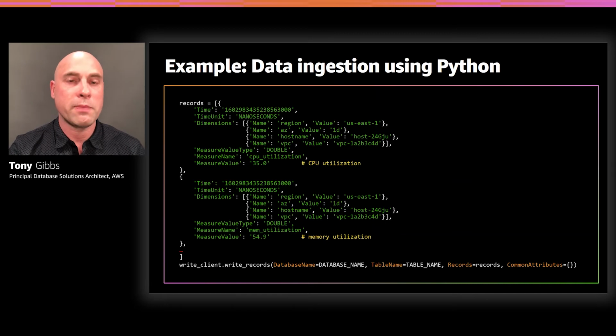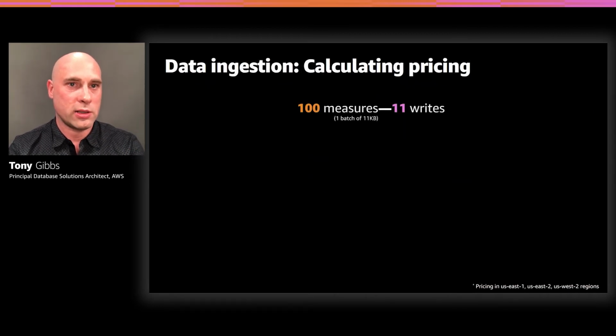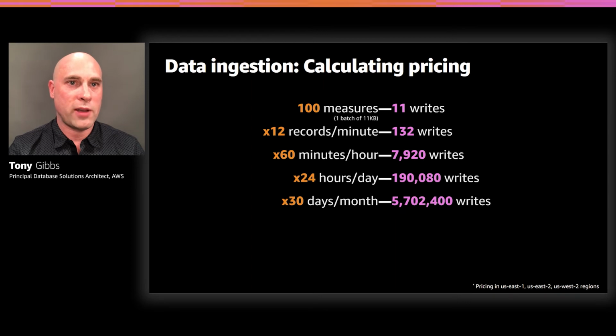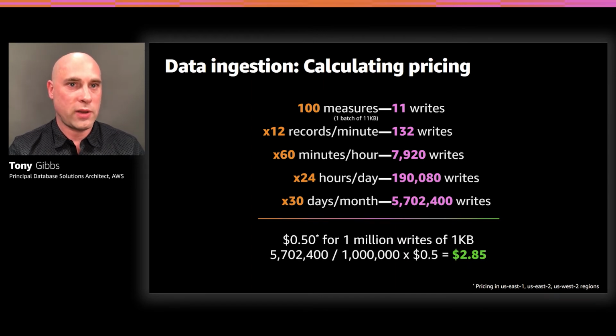And this is going to greatly reduce the amount of data that we're sending in these small little pieces. If I were to redo this pricing, in this particular case, I have these 100 measures that's going to correspond now to 11 writes, since we have 11 kilobytes of data to send in. It's going to be 132 for the 5 minutes, almost 8,000 for the hour, and expanding it out, we have 5.7 million writes for the month, which corresponds to $2.85. So you can see that's a pretty huge reduction in price, going from $26 down to $2.85.